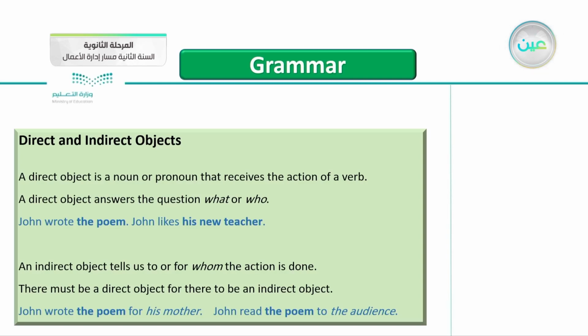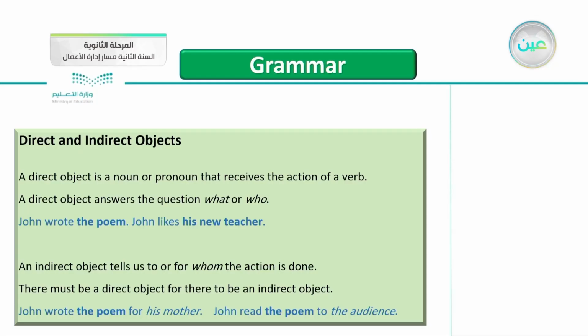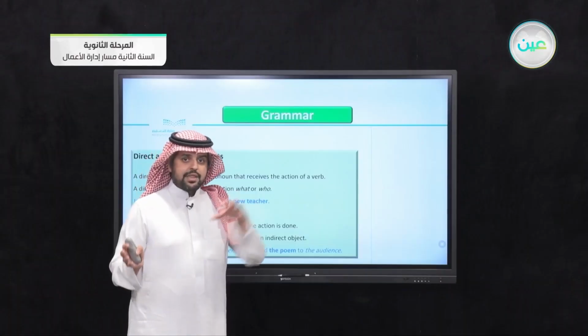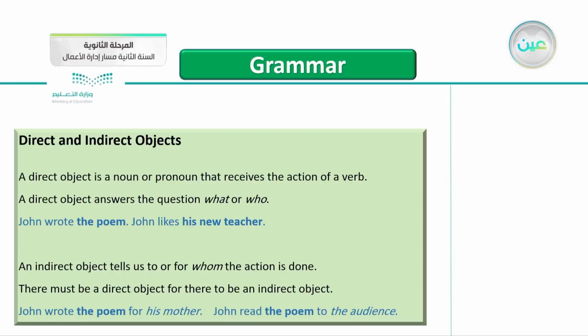On the other hand, an indirect object tells us to or for whom the action is done. There must be a direct object for there to be an indirect object. So wherever there's an indirect object, there has to be a direct object with it, but not vice versa. For example, John wrote the poem for his mother.